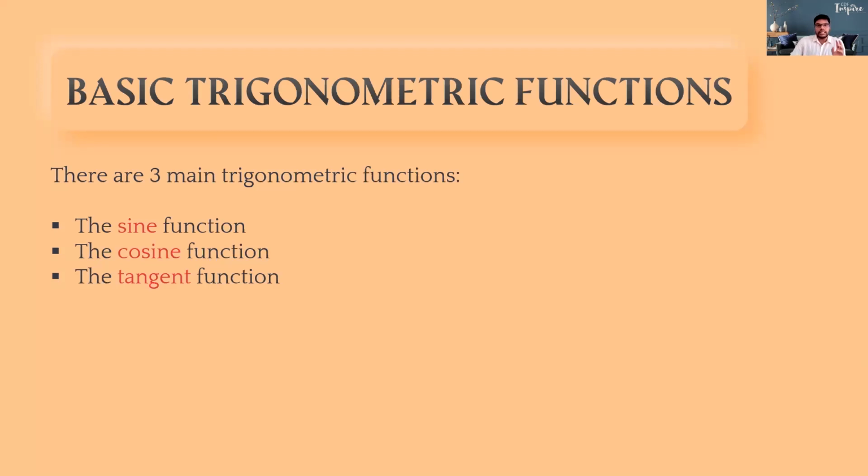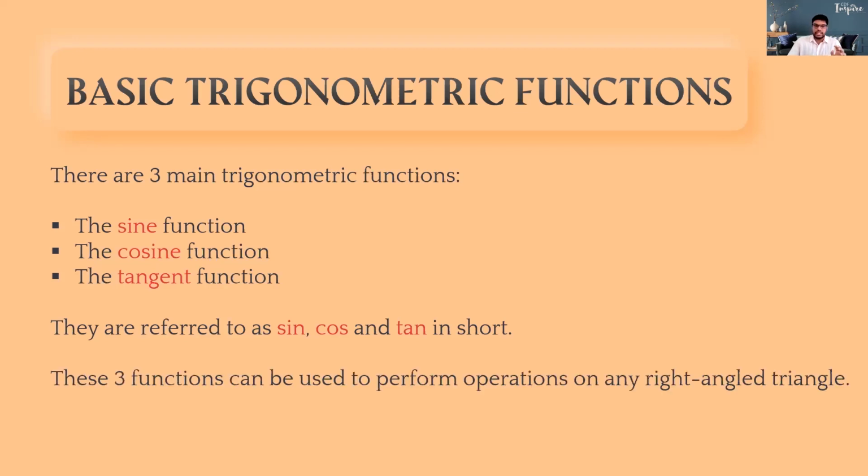The three different trig functions, sine, cosine and tangent, in short are called sin, cos and tan. If you look at your calculator, you will see that there are sin, cos and tan buttons on your calculator. So that's what they are. Then children, these three functions.